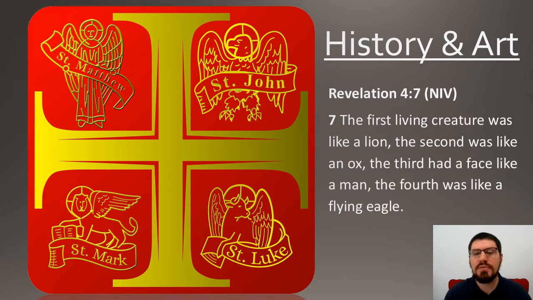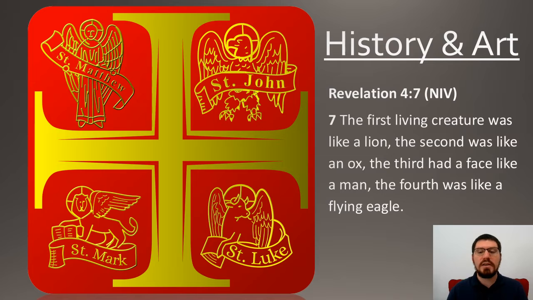So in Revelation chapter 4, verse 7, we read, "The first living creature was like a lion, the second was like an ox, the third had a face like a man, and the fourth was like a flying eagle." Now, historically speaking, each one of these different creatures has been connected with one of the gospel accounts. Matthew has been connected with the man because he starts off with the genealogy of Jesus. And we see that Mark has been connected with the lion.